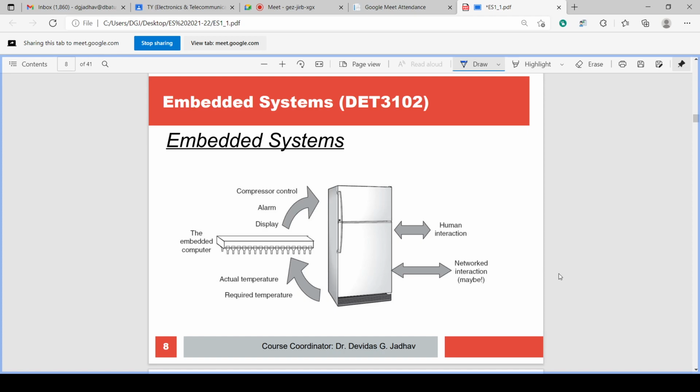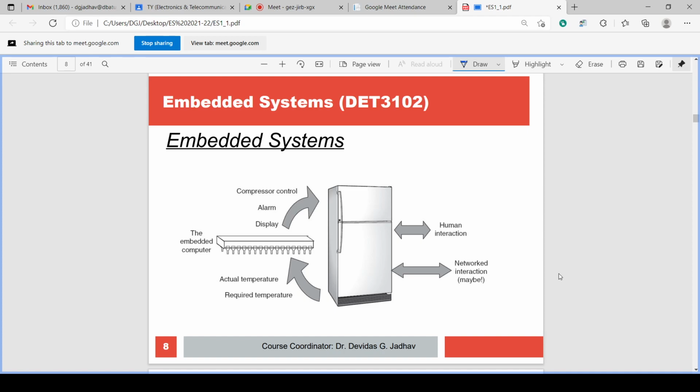Suppose your refrigerator is empty and by chance you forgot to switch it off, or you kept it on and went to the office, and from the office for some reason you have to go out for two or three days. Then you can switch the refrigerator off from the network, if it is connected to the network. Many functions are possible. So the embedded system is used in the refrigerator application.